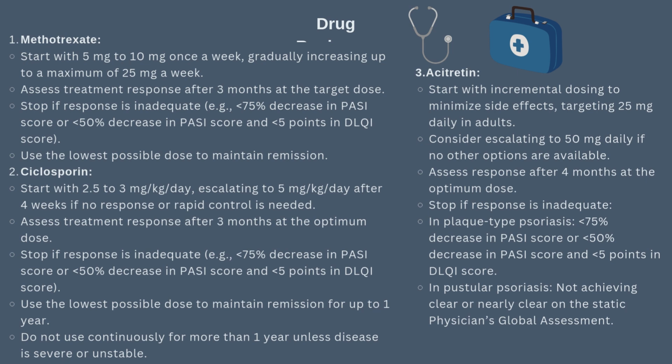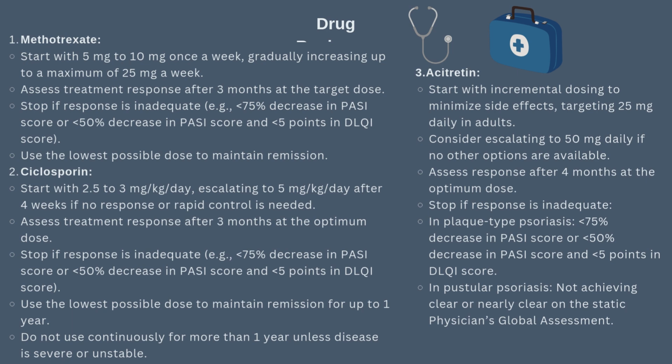Drug regimens. Methotrexate: start with 5 mg to 10 mg once a week, gradually increasing up to a maximum of 25 mg a week. Assess treatment response after 3 months at the target dose. Stop if response is inadequate, for example, less than 75% decrease in PASI score or less than 50% decrease in PASI score and less than 5 points in DLQI score. Use the lowest possible dose to maintain remission.